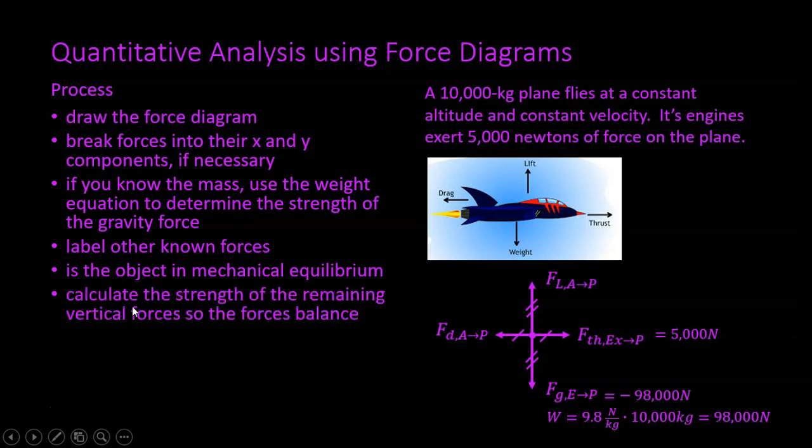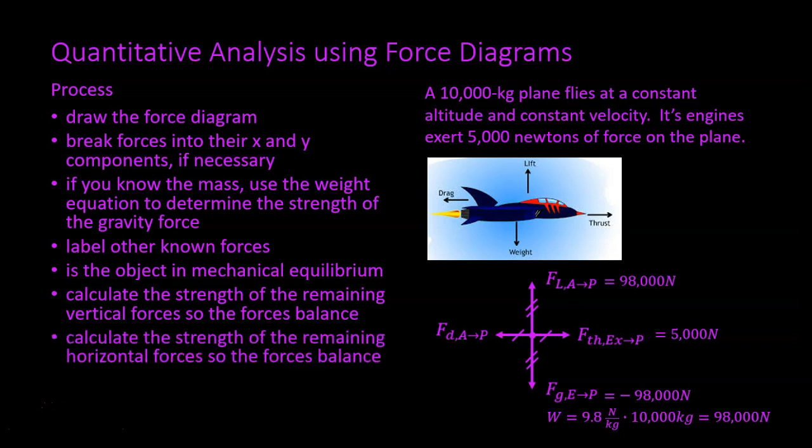So then we need to calculate the strength of the remaining vertical forces so the forces balance. Well, if we look at the vertical forces, we only have two of them. We know that the force of gravity is negative 98,000 newtons. That means that the lift force has to be 98,000 newtons in the positive direction. And lastly, we need to calculate the strength of the remaining horizontal forces so the forces balance. We know the thrust force is 5,000 newtons, and the only other force to the left is the drag force, so we know it needs to be 5,000 newtons strong, but in the negative direction.